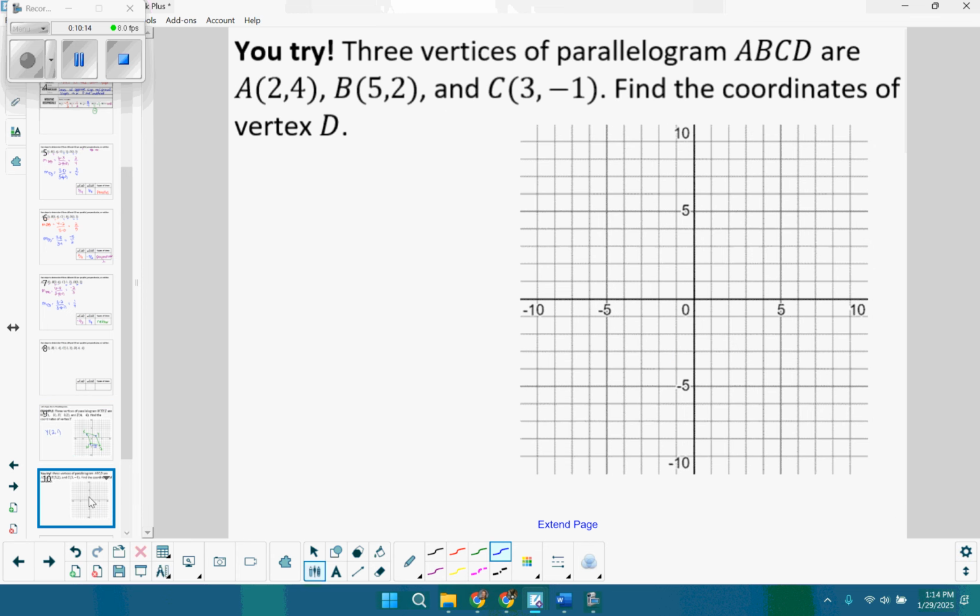So here's one more for you to try. You can pause. Answers are posted on Classroom. But that is the end of our notes for slope.